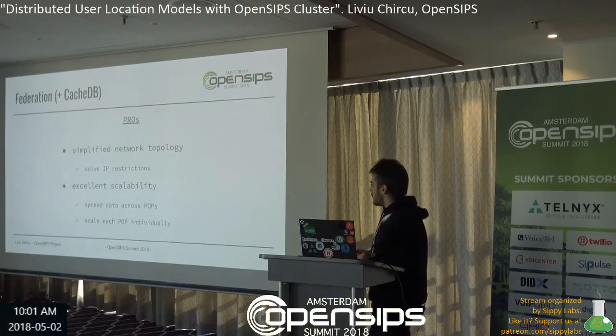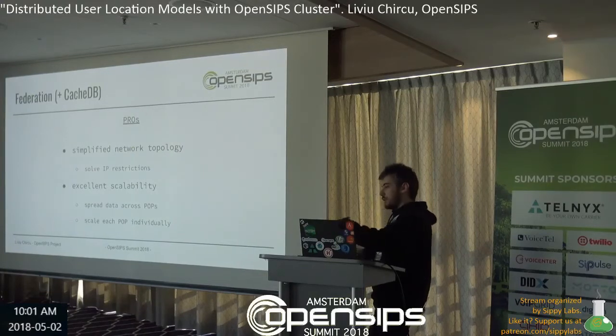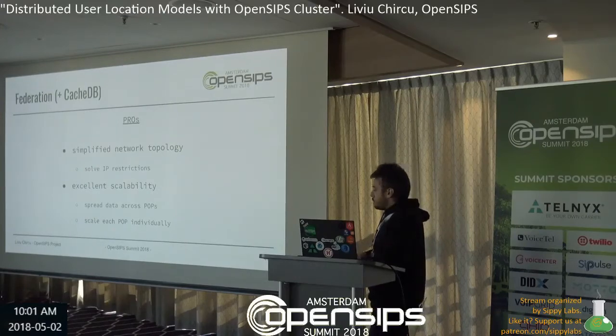Summing up all of this, I guess I kind of ran through this a bit quickly. This is appropriate for customers which have a simplified network topology. They want to directly hook the end clients into the OpenSIPS instance. They do not want to have that MPC layer that alleviates the NAT traversal problem, the IP restriction issues. And we solve them with that outbound proxy setting that lives in the NoSQL database.